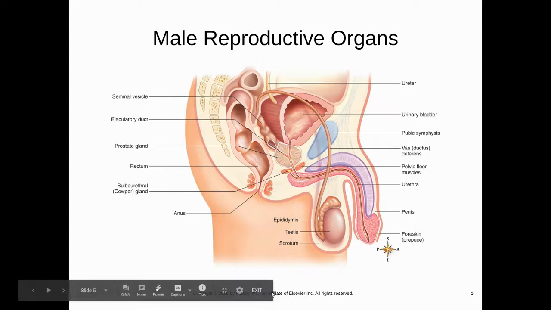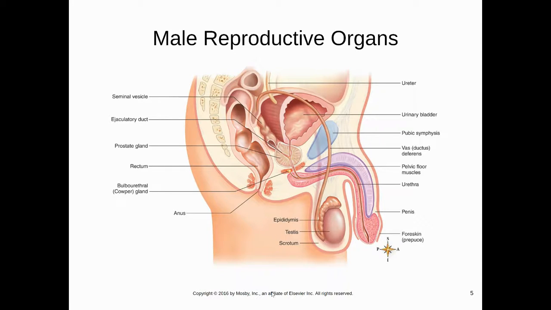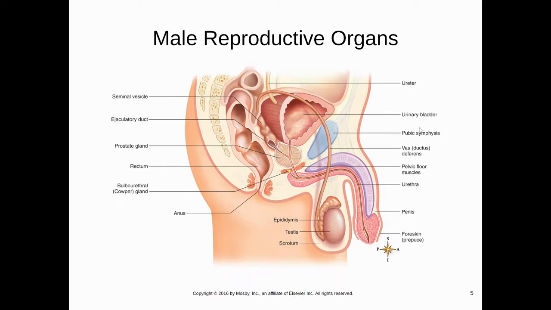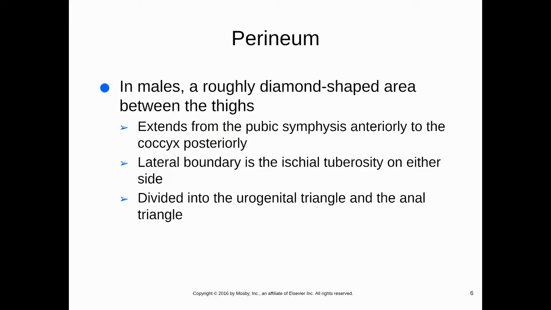In addition, you also are seeing some other things that are part of your urinary tract or possibly your digestive tract. We have our anus here, and we've got your urinary bladder and your urethra. Those are all part of your urinary system. So they are all right next to each other.